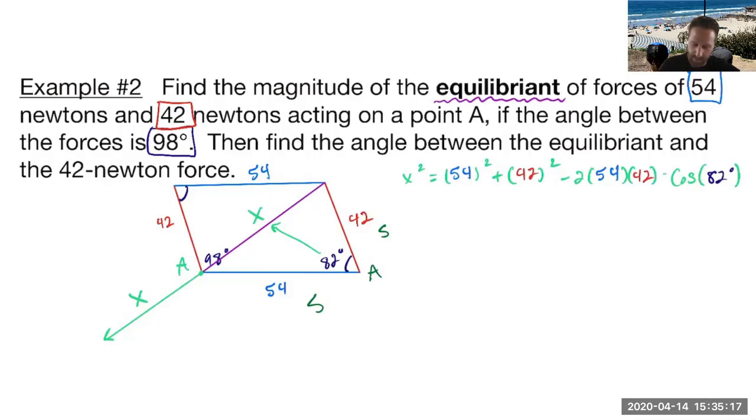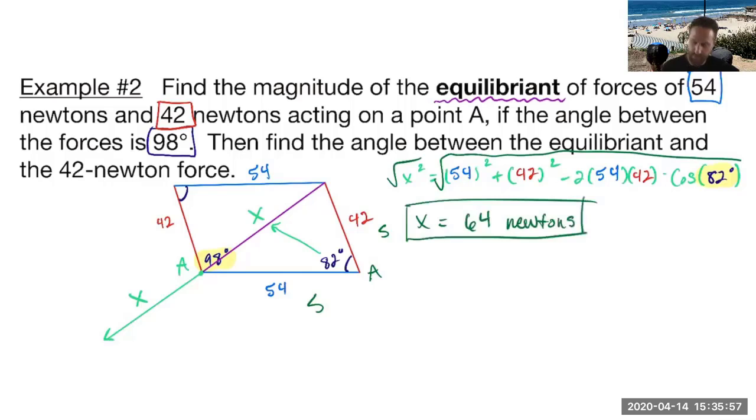One of the most common mistakes is right here, people will use, instead of 82, the angle that was given, 98. So be very, very careful with that when working these out. So now I will go ahead and take what I know and solve for the x by obviously taking the square root of this whole thing. And again, working this out in your calculator, hopefully you will find that the answer is 64 newtons.